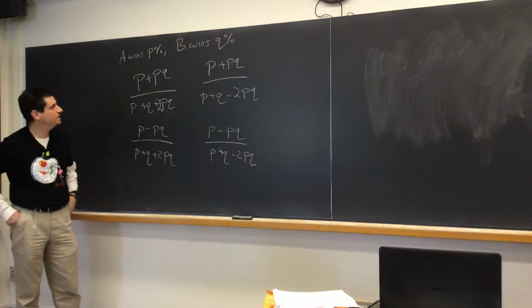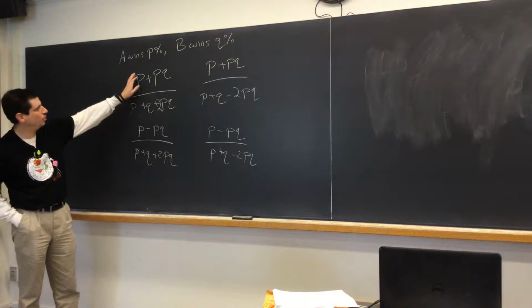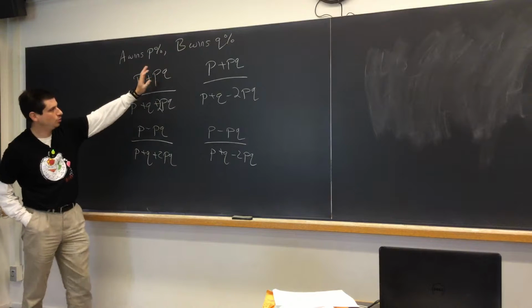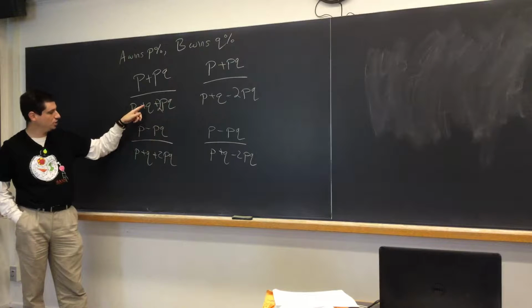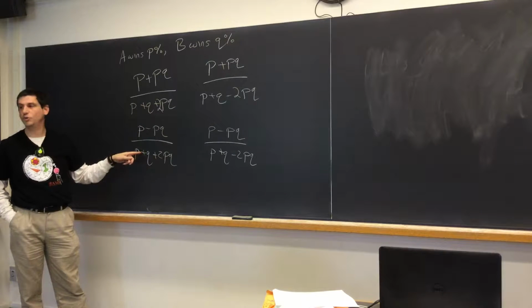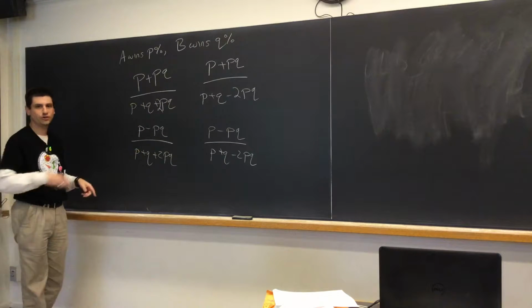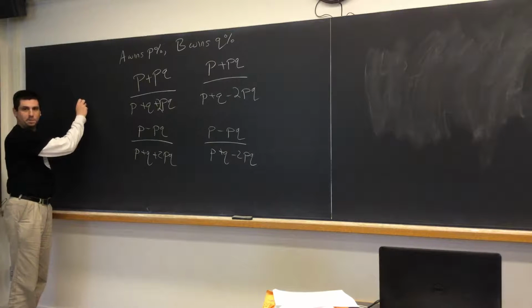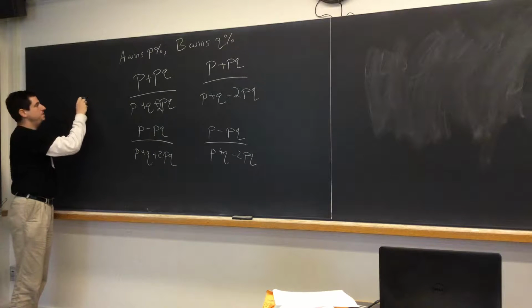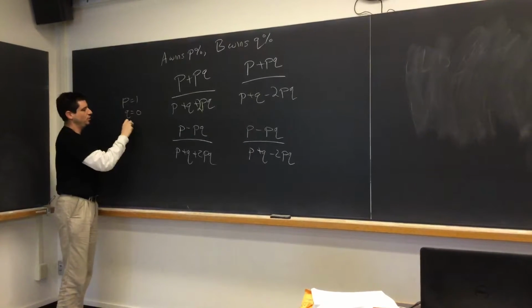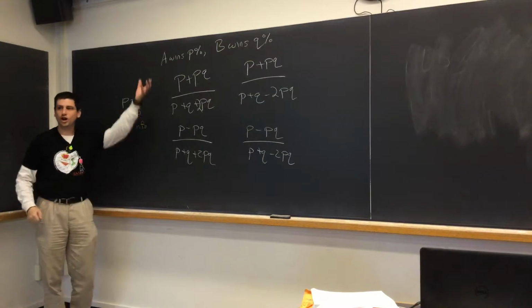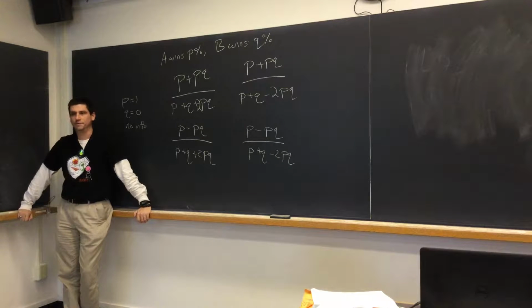So if we do, let's say, P equals 1 and Q equals 0. So this is 1 plus 0 or 1 minus 0, so the numerators are always 1. And then down below, the denominators are always P. So if I try P equals 1 and Q equals 0, there's no info. Unfortunately, all of them collapse to giving 1. It's a great thing to try, but it's not useful.